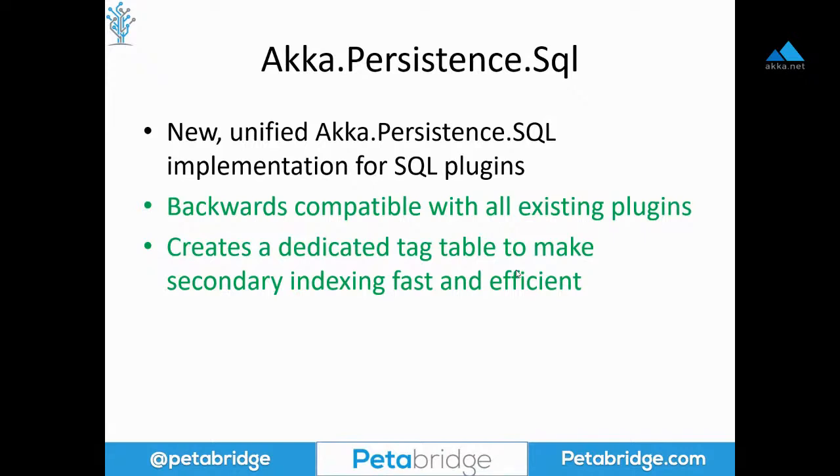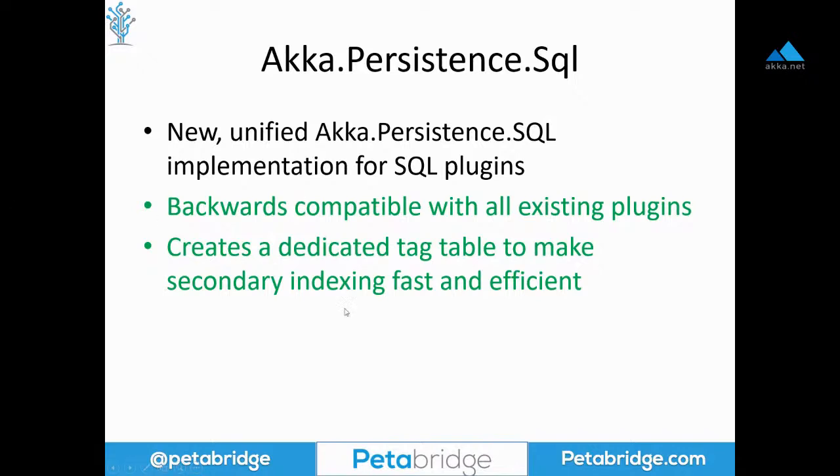It's an extremely resource intensive operation for really large journals. It was just a bad design the way it was originally created. So one of the things that Akka.Persistence.Sql aims to fix is that we are going to create a dedicated tag table, which is essentially an index table. It includes the offset, the persistent ID, the sequence number, and then the tag that was used.